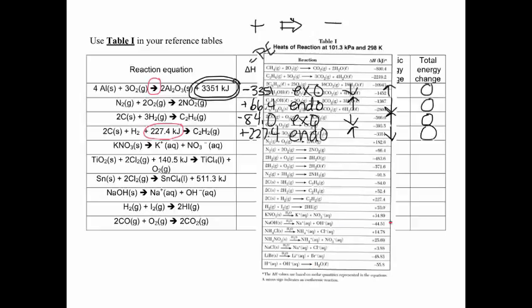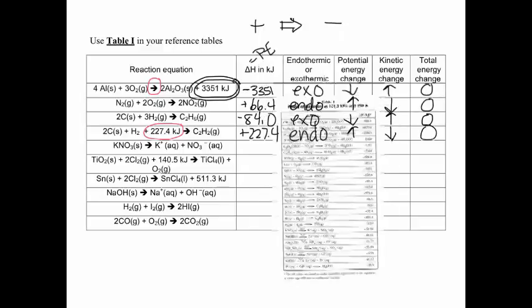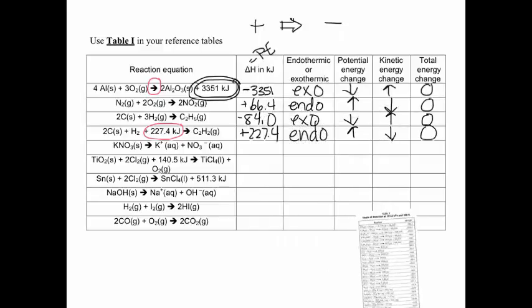This is this one here, and it's a positive 34.89 for the delta H, which means it's endothermic because it's positive. Potential energy and delta H go hand in hand, so this is going up, therefore this must go down, because the total energy change in the system always has to be 0.